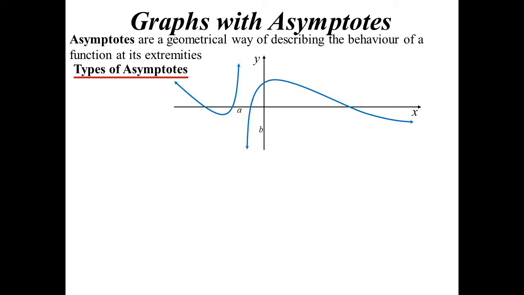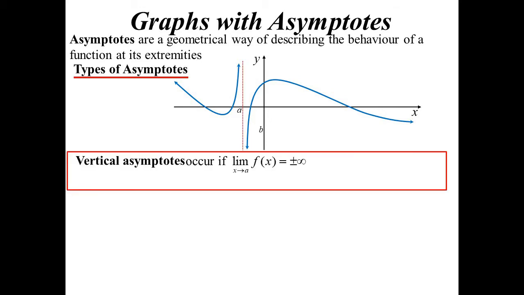So we could have a vertical asymptote. A vertical asymptote happens when there's an exclusion in the domain. It'll happen if the limit as x approaches whatever that a value is, goes to infinity or negative infinity. On the one I've drawn, it's actually going to both. On the left-hand side, it's going to positive infinity. On the right-hand side, it's going to negative infinity. So that's one type of asymptote.